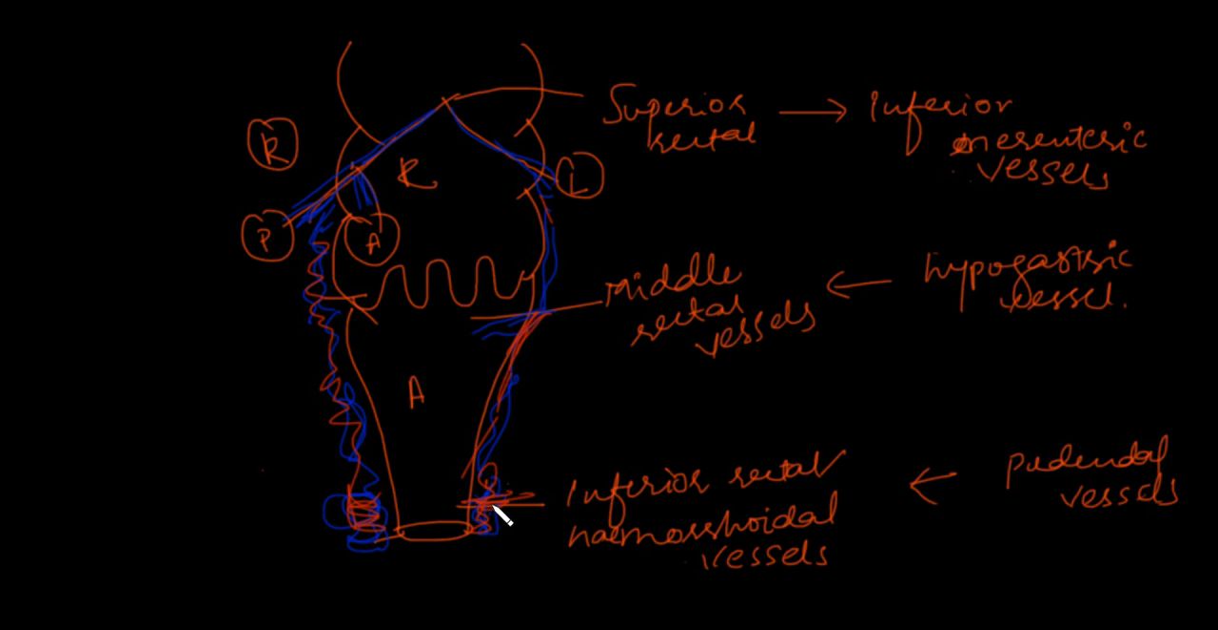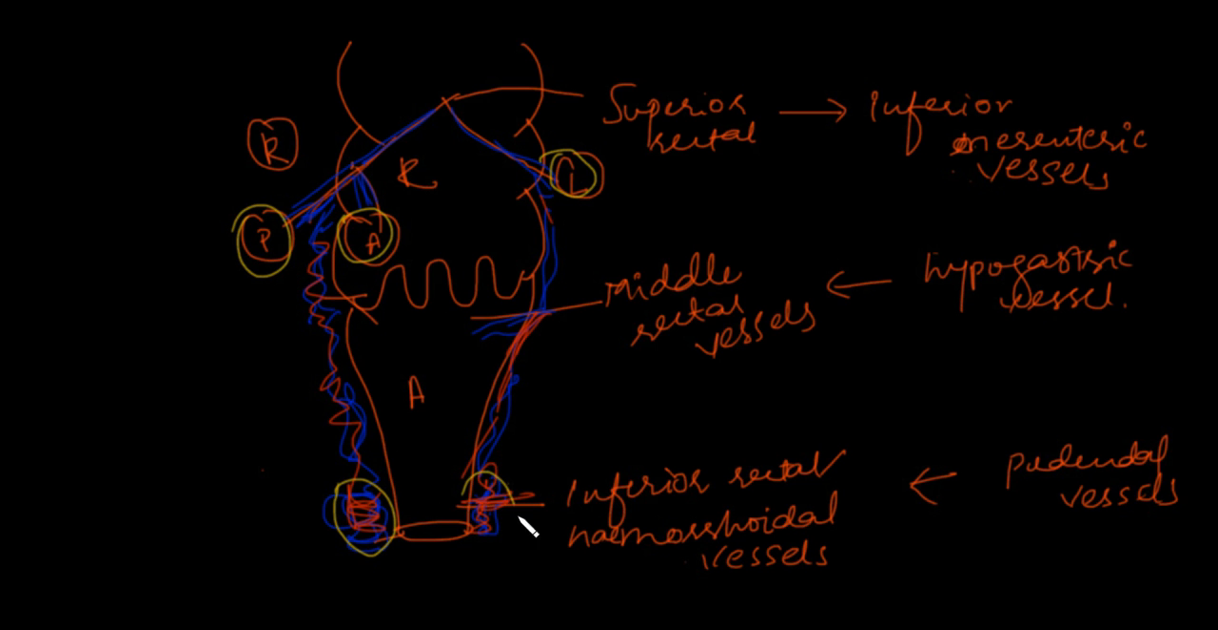Inferior hemorrhoidal vessels form a plexus near the anus, and they form the external hemorrhoids. Internal hemorrhoids, according to this picture, are at the anterior position, the posterior position, and the left lateral position. These are true hemorrhoids because they are the dilation, or you can say distension, of anal cushions. This is the area of external hemorrhoids.